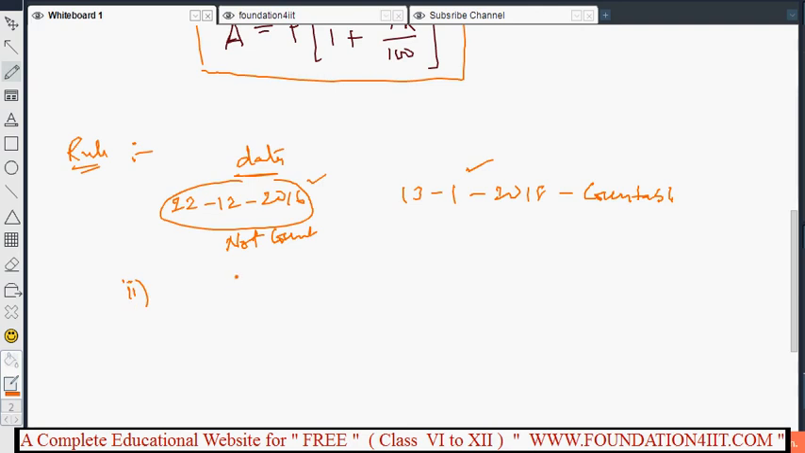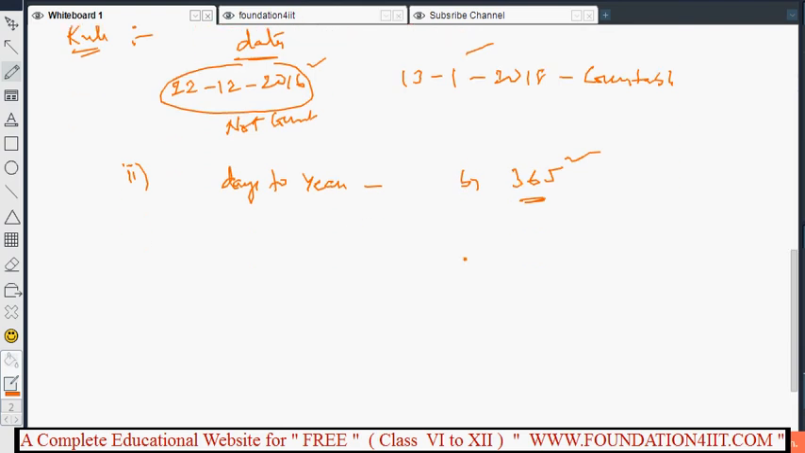And one more rule for converting the time in days into years. When you convert days to years, you should always divide by 365 only. So the number of days divided by 365, whether it is an ordinary year or a leap year, we will count only by 365. This is also one more rule. By applying these rules and using the formulas, let us solve some problems.